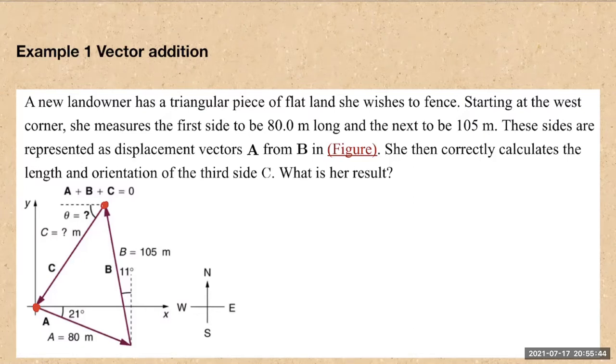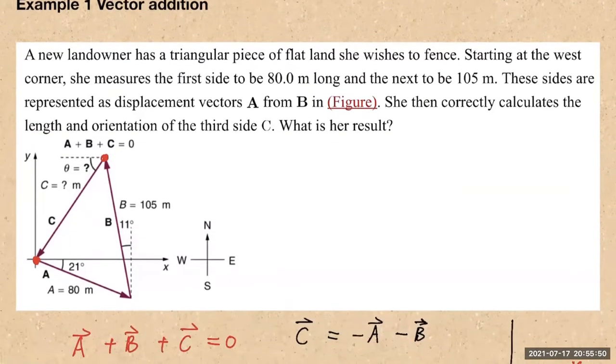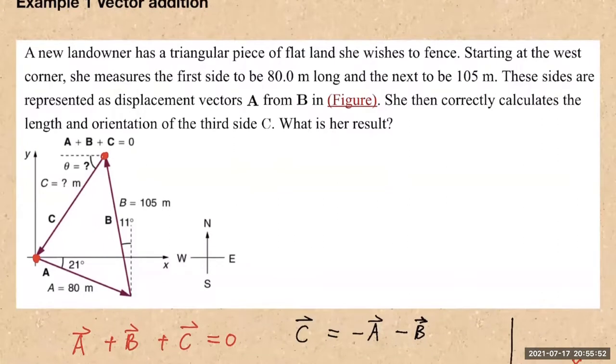So what happens when you add vectors A, B, and C? We get 0. That is exactly what I wrote here: A plus B plus C, three vectors add up to 0. So in order to find vector C, you need to know vectors A and B. C equals negative A minus B. That's the strategy. Let's find the component expressions for these two vectors, starting from vector A.